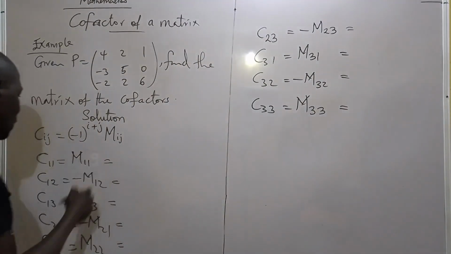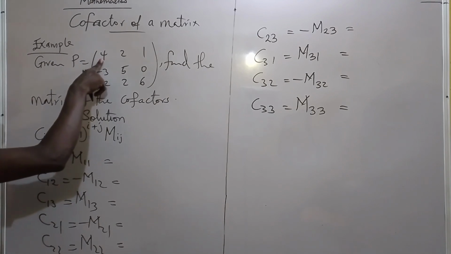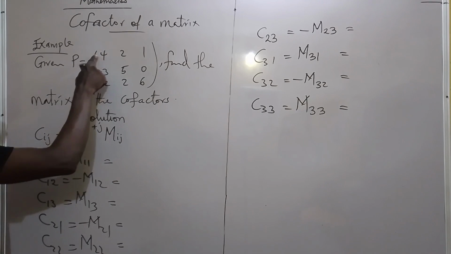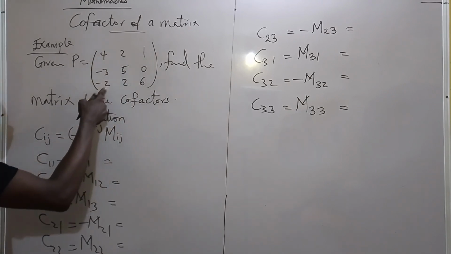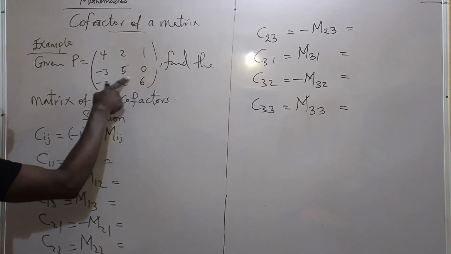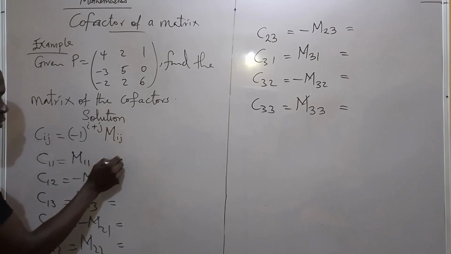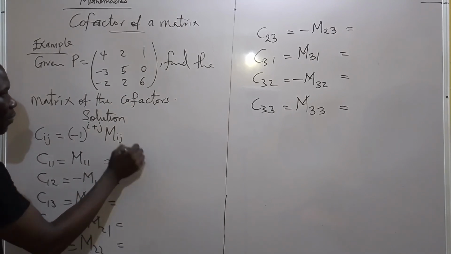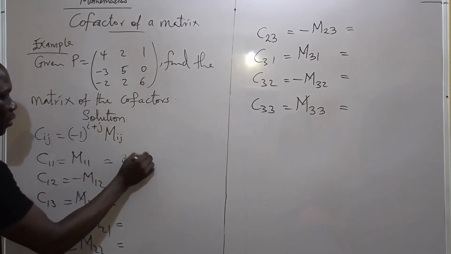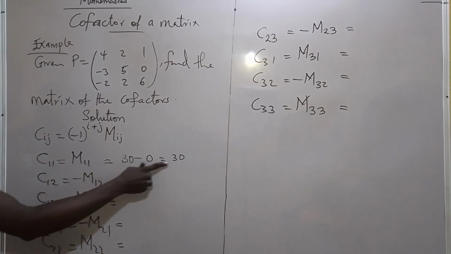Now, let's get these values from here. M11 is the minor corresponding to the first element here, first row, first column. So don't forget, you delete the first row, the first column, and find the determinant of the leftover matrix. So in this case, 5, 0, 2, 6. 5 times 6 is 30. So this is 30 minus 2 times 0 is 0. So this is 30 here. So for M11, we have 30.